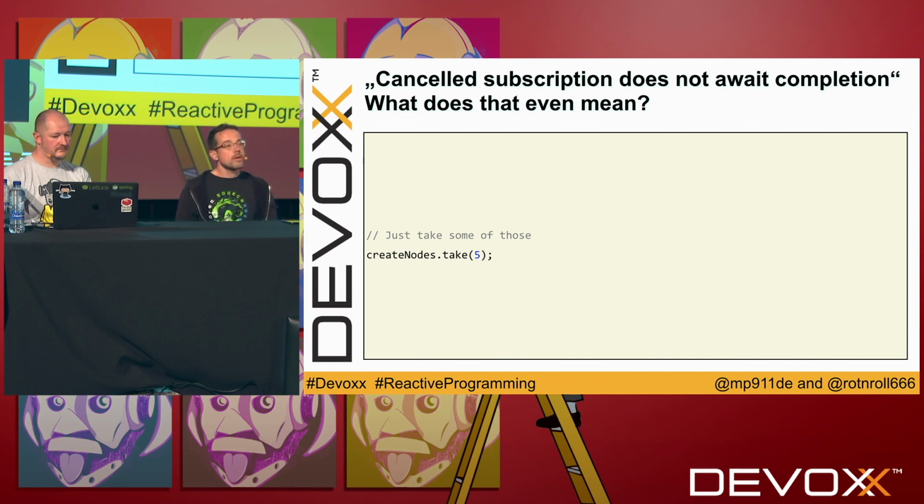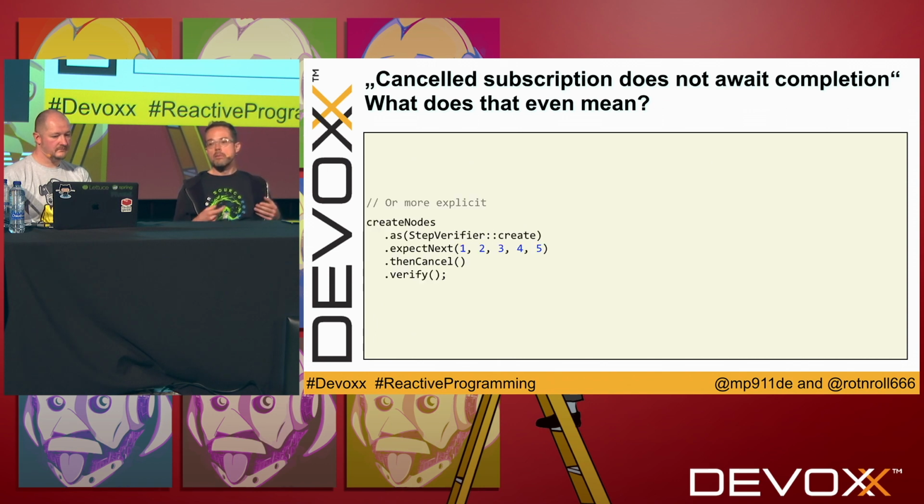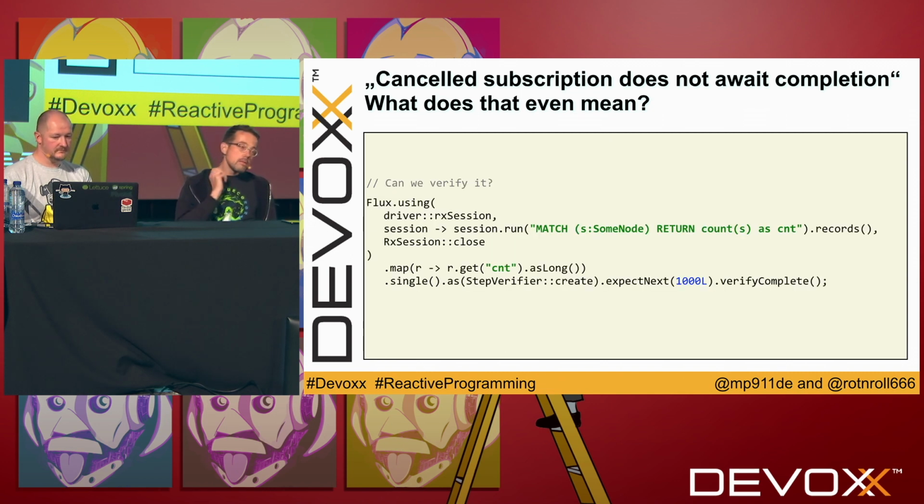So I just take 5 nodes of it. Or, to be even more explicit, in this case, using a step verifier from Project Reactor to express some expectations on the first 5 elements and do an explicit cancel. And then I verify that this stuff actually has been completed, or in this case, cancelled. So that works. Our transaction will be written to the database, even in a cancellation scenario.